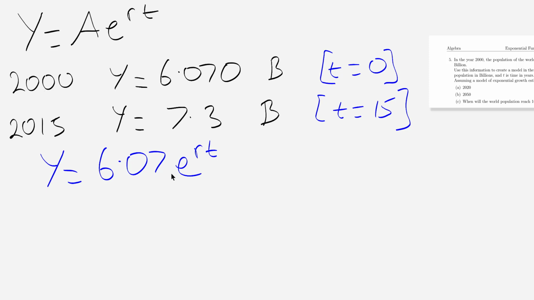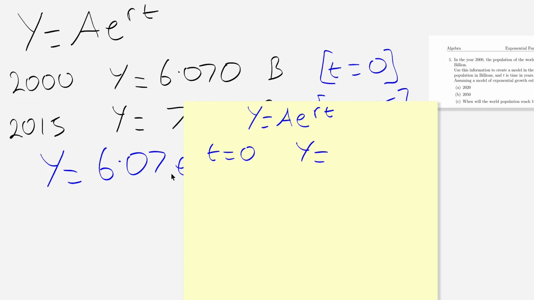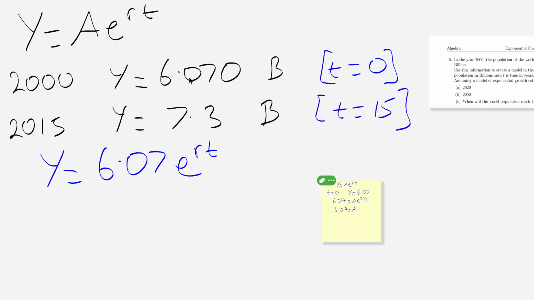And remember, if we're not happy to take that, we can just work it out. We have y equals a e to the rt, and we know that when t is 0, the population is 6.07 billion. So fill in 6.07 for y, and fill in 0 for t. Remember, e to the power 0 is 1. So you end up getting 6.07 equals a times 1, which is just a. So this is why a is 6.07 in this case. But as I said, a will always be the initial value. So the initial value was 6.07, and that is our value for a.